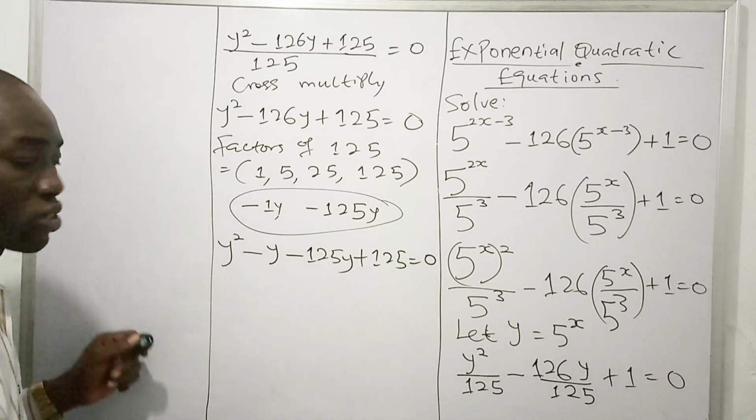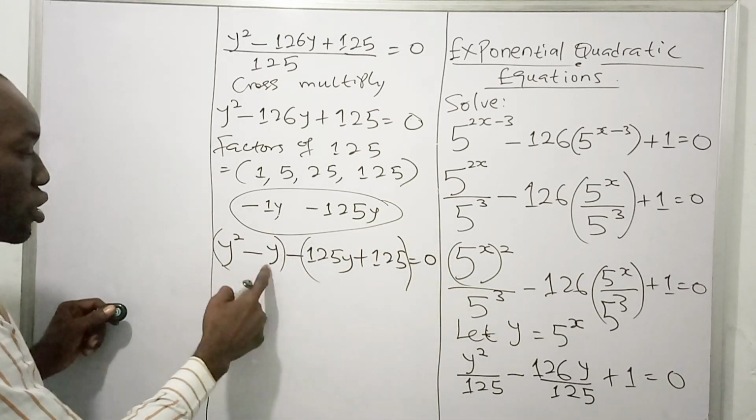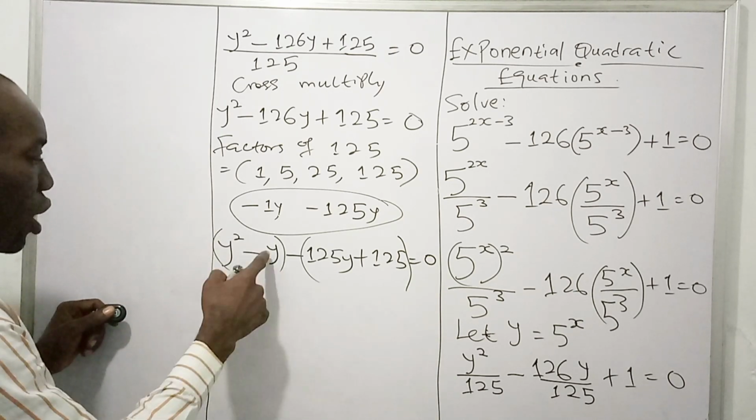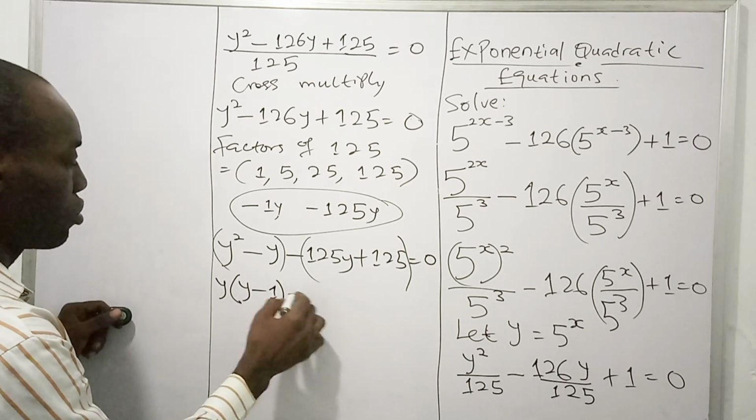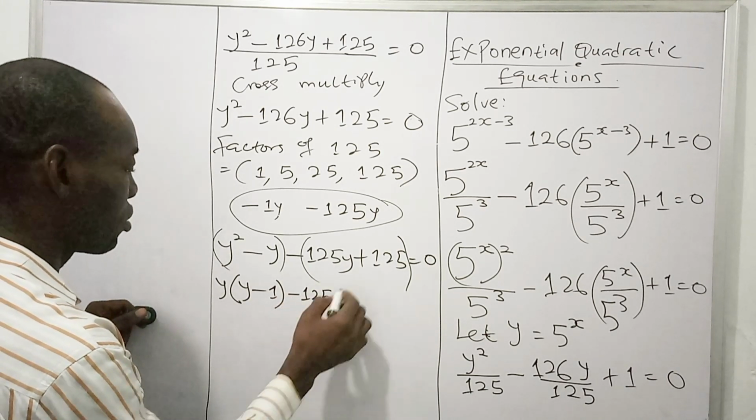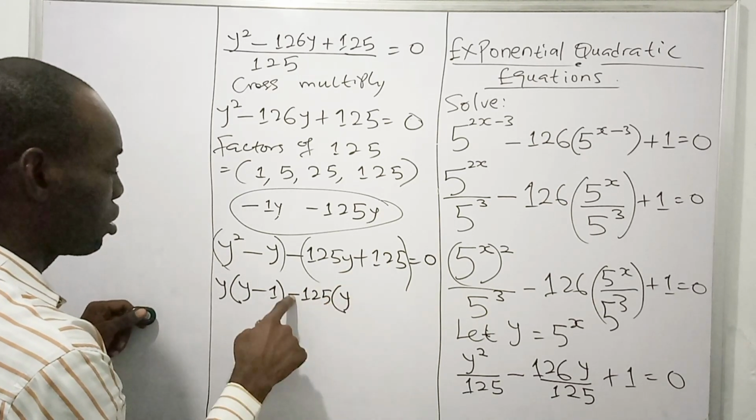Then we group and factorize. We group this and we group this. Now, the common factor between these two is what? Is y. Now, y into y squared, that will give us y. Y into y, that's 1. Yes, negative. The common factor here is 125. 125 into 125y. Y is remaining.